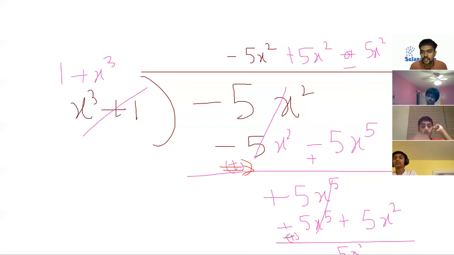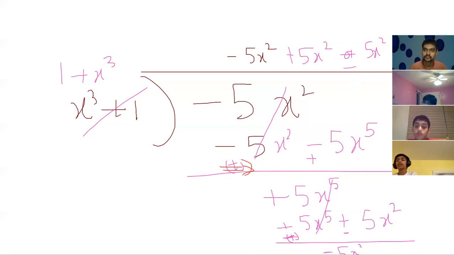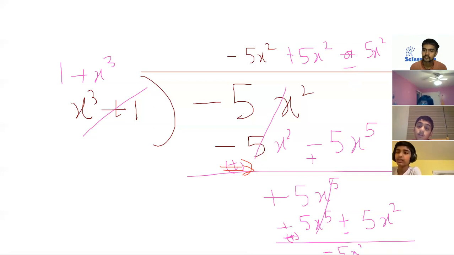Okay. So Chinmay, is this okay now? No, not that, because you got the 5x to the fifth, right? And if you're still dividing the same way, in the order of 1 plus x cubed, then you would get 5x to the fifth. So then you would subtract that, and x cubed multiplied by 5x to the fifth would be 5x to the eighth.